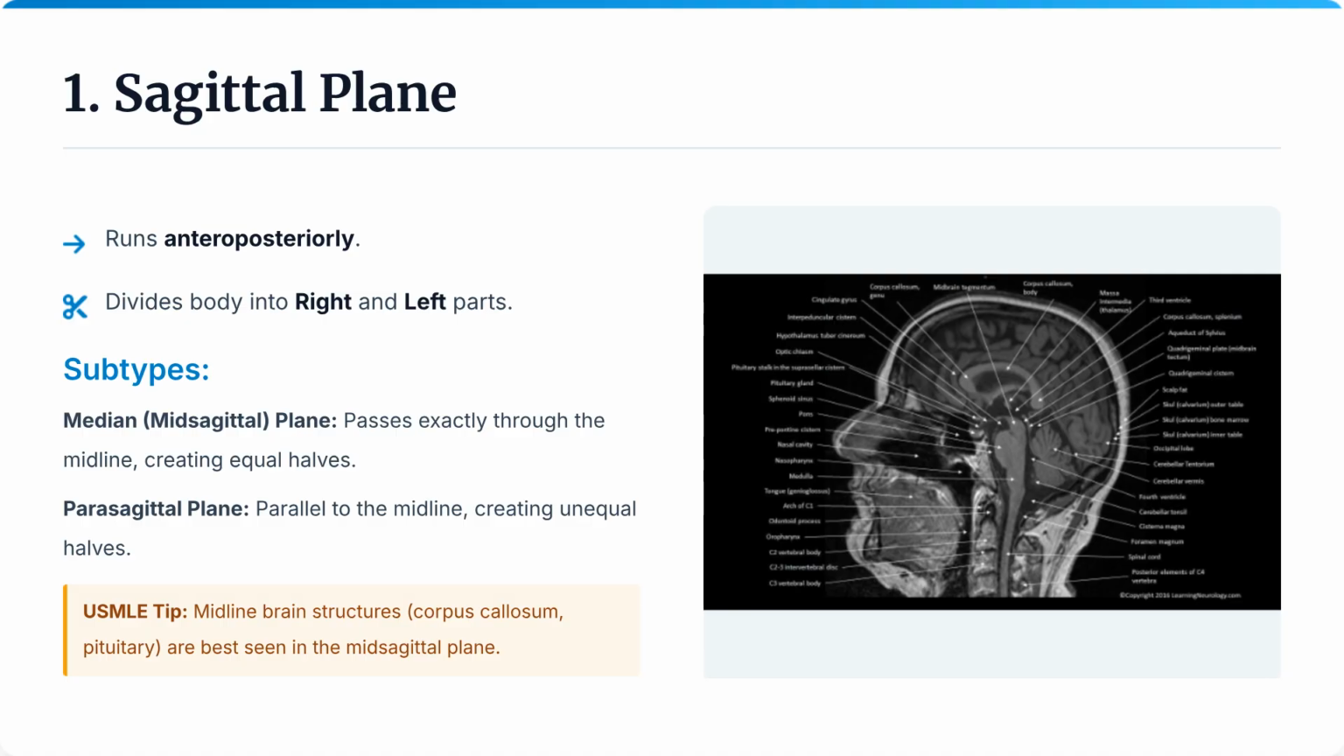The sagittal plane runs antero-posteriorly, dividing the body into right and left parts. Subtypes include the median or mid-sagittal plane, which creates equal halves, and the parasagittal plane, which creates unequal halves. Midline brain structures are best seen in the mid-sagittal plane.